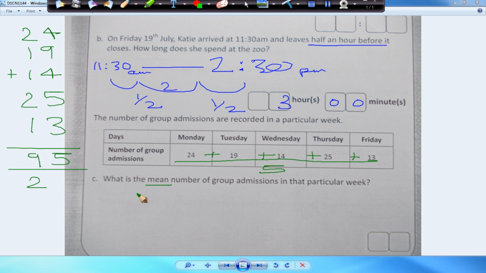Okay, so what do we have so far? We have 95 is the total admissions, and we're going to divide it by 5. As Muniba correctly identified, 5 days, 5 values. So we have 95, we divide it by 5, and the answer to that should be 19. Excellent. 19.